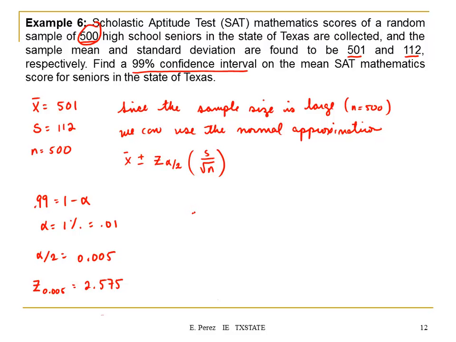So knowing those numbers, we can compute the confidence interval: 501 plus minus 2.575 times 112 divided by the square root of 500.